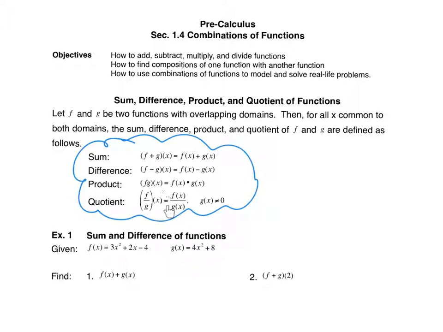So if you end up with a fraction, remember you have to look at the restriction in the denominator because g of x here cannot equal 0. So whatever you end up with in the denominator, you have to set equal to 0 and solve so that you can write a restriction. The rest of these, if there's no fraction, there's no restriction.